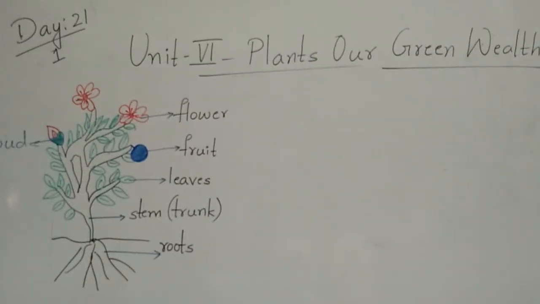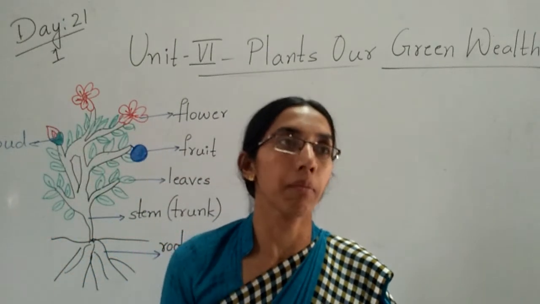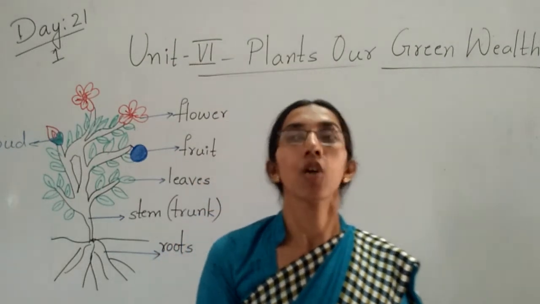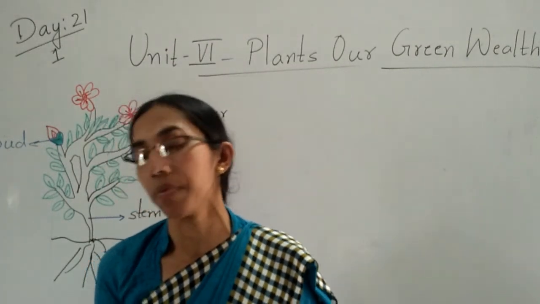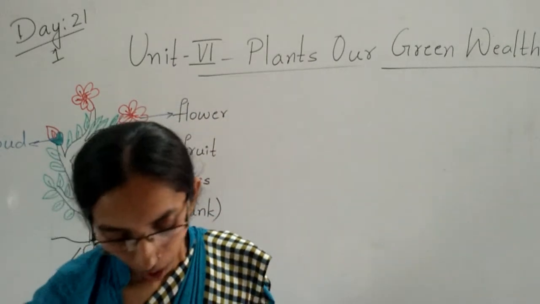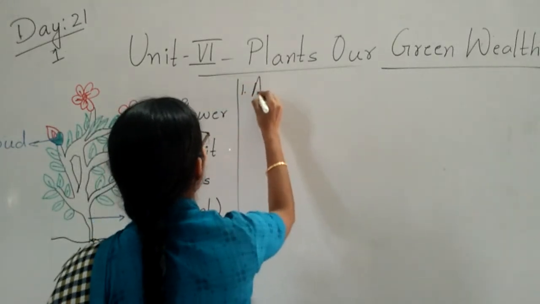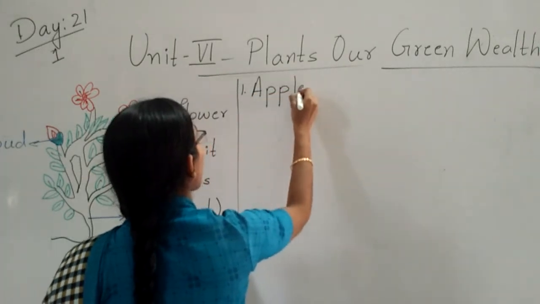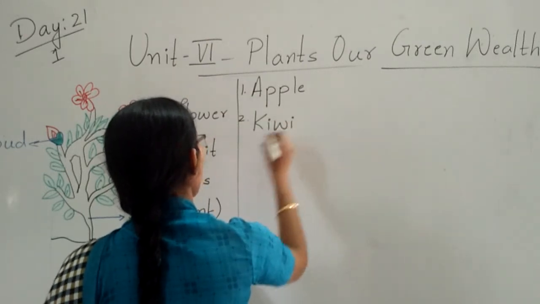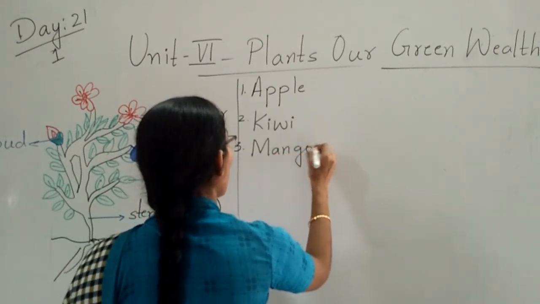So children, I have explained how to write all the fruits' names by seeing the pictures, by seeing the numbers. You should write the correct spelling, fill the correct spellings in the columns. Okay children, so how many fruits have I given? Just I will write. See, first I have given the apple. Then next I have given the kiwi. Third is mangosteen.